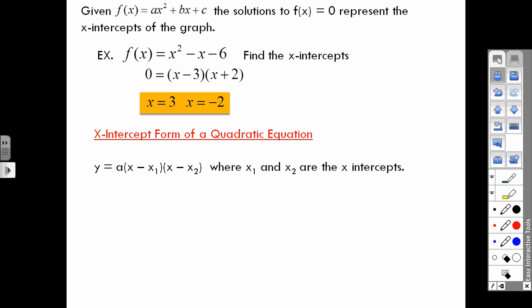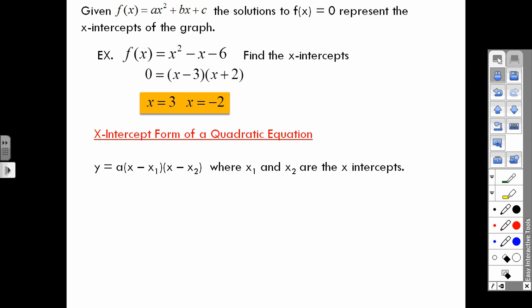So let's talk about the x-intercept form of a quadratic equation. What we have up here is the standard form. Now we're going to talk about the x-intercept form, or the intercept form. And that looks like this, where you have a times two binomials, x minus x1 and x minus x2, where x1 and x2 are the x-intercepts. If we go back up here, the x-intercept form of this would be f of x equals a, which is 1, times x minus 3 and x plus 2. If it's in that form, it makes it really easy to just read off what your x-intercepts are.